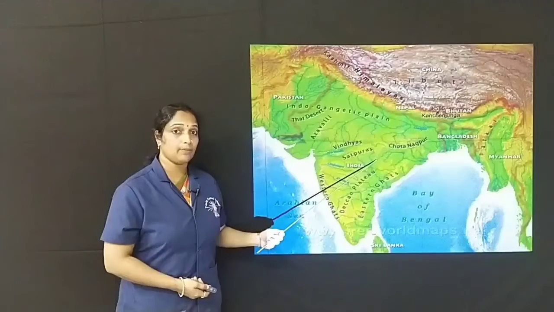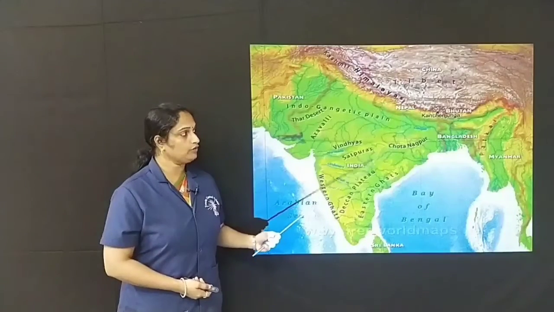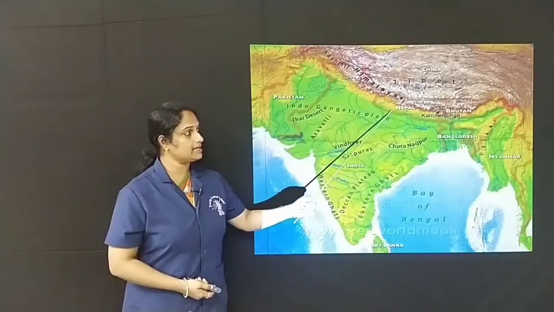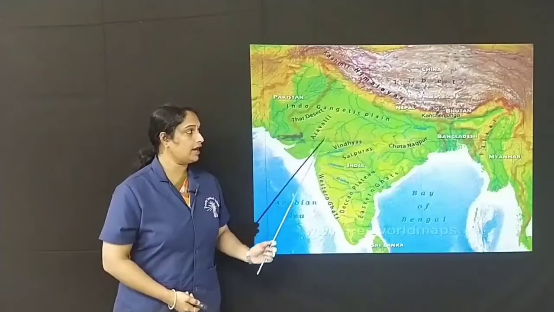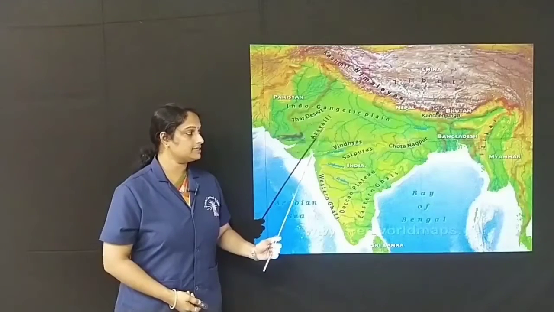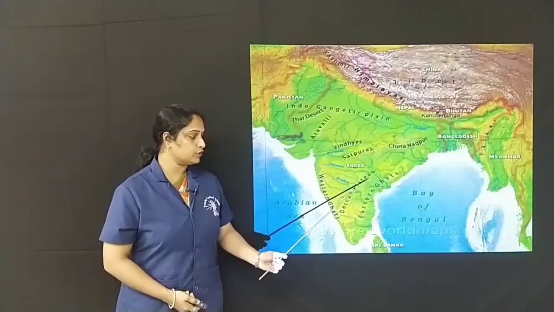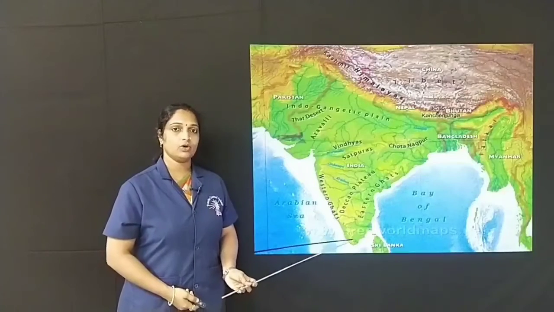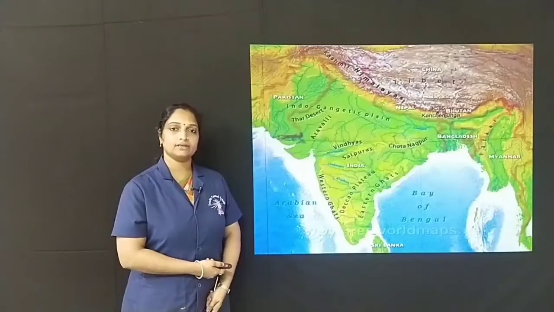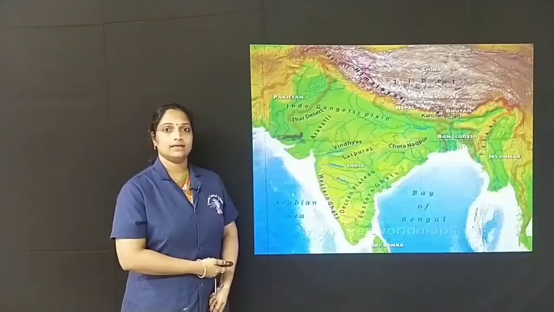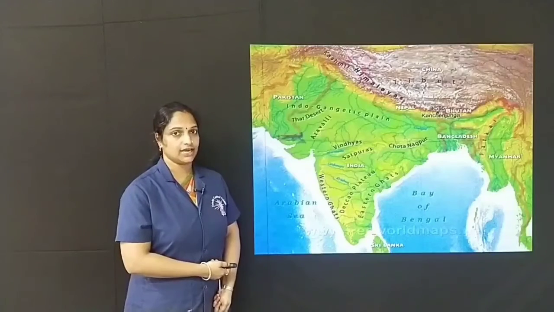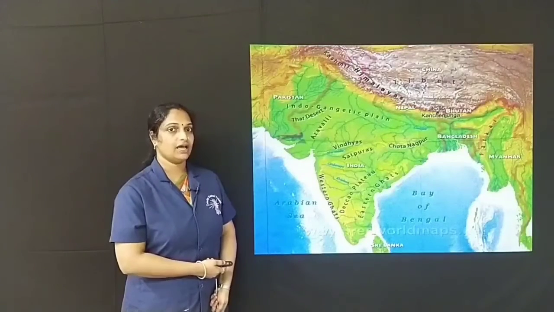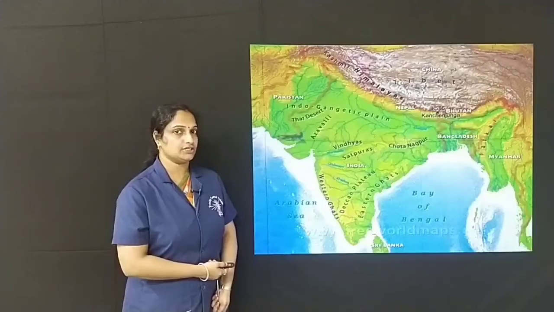This is a physical map of India. So what can we see in this map? We can see the Himalayas, Gangetic Plain, Aravalli Hills, Thar Desert and Deccan Plateau, and the Bay of Bengal and Arabian Sea. So the physical maps represent the physical features such as mountains, deserts, plateaus, hills and oceans.